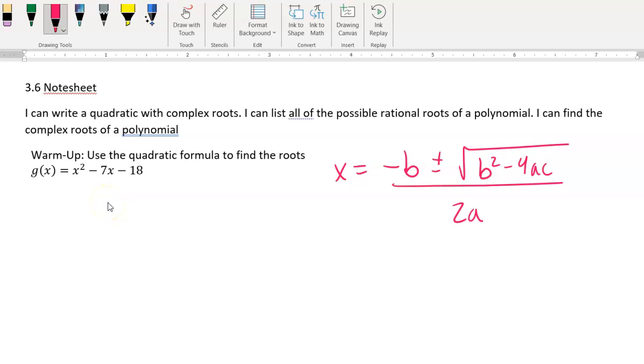All right, so let's go ahead and start this next set of notes for lesson 3.6. We're going to be looking at finding more zeros and how to get something in standard form. So there's a lot that we're going to be looking at. But first, I want you to start by looking at this warm-up.